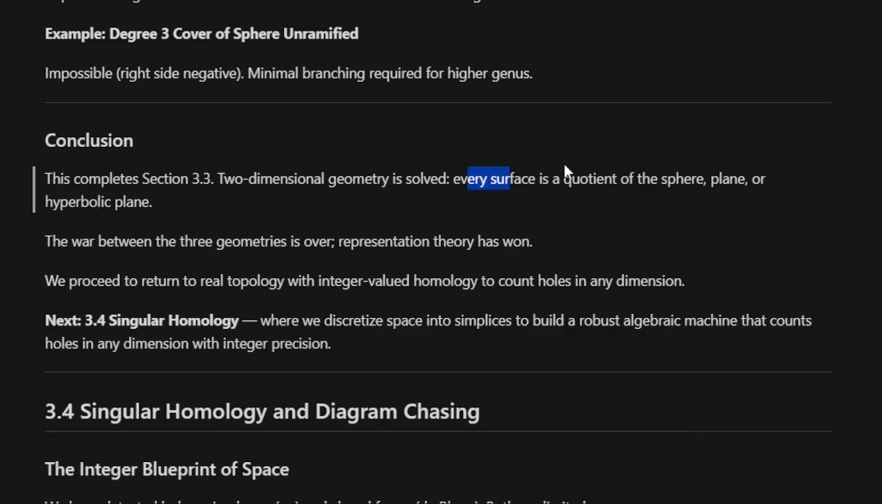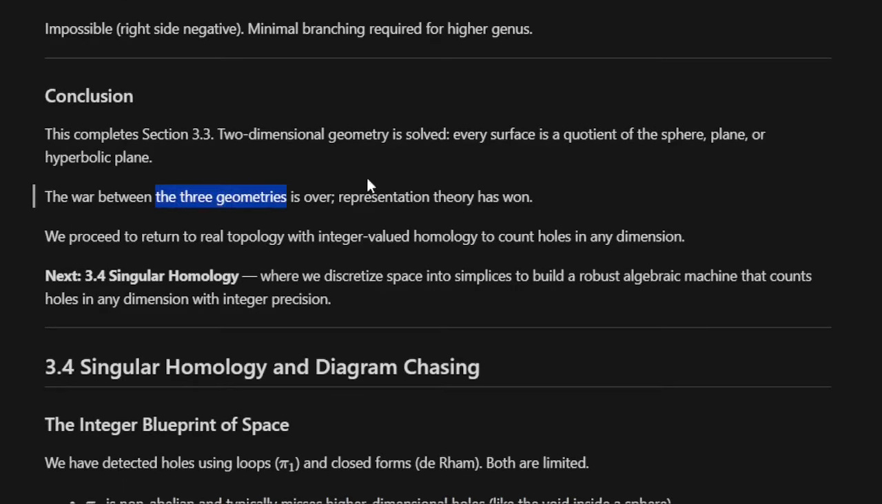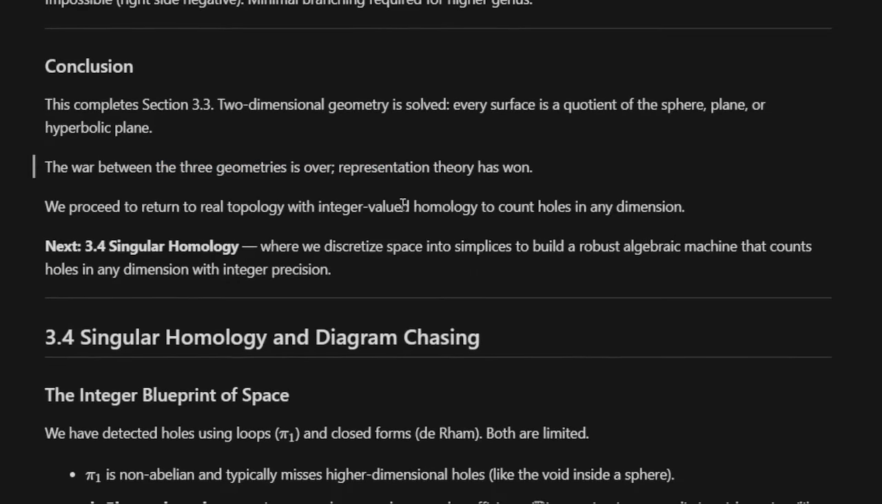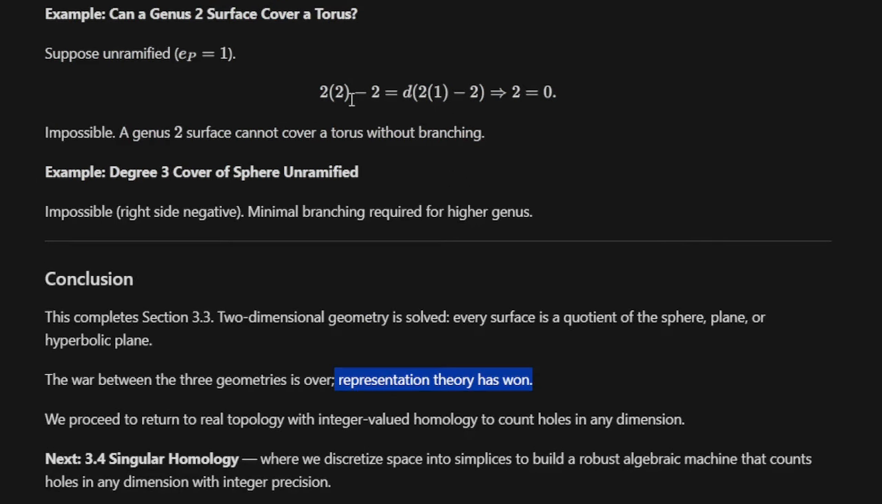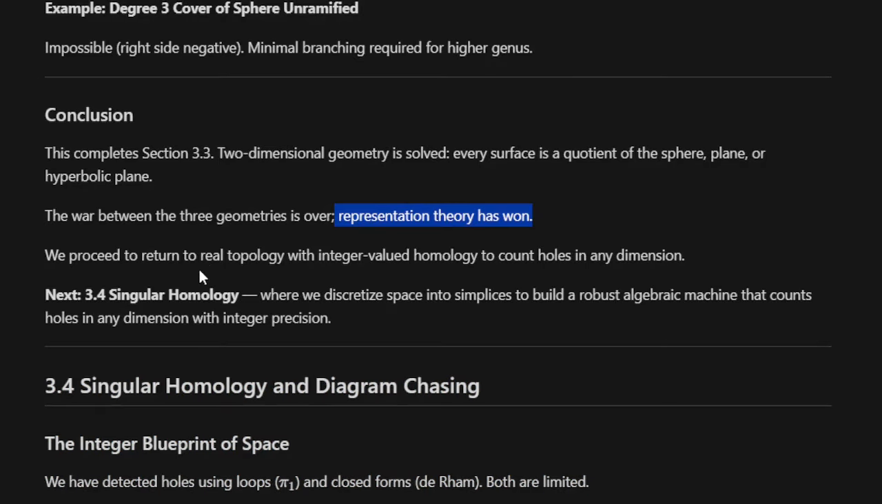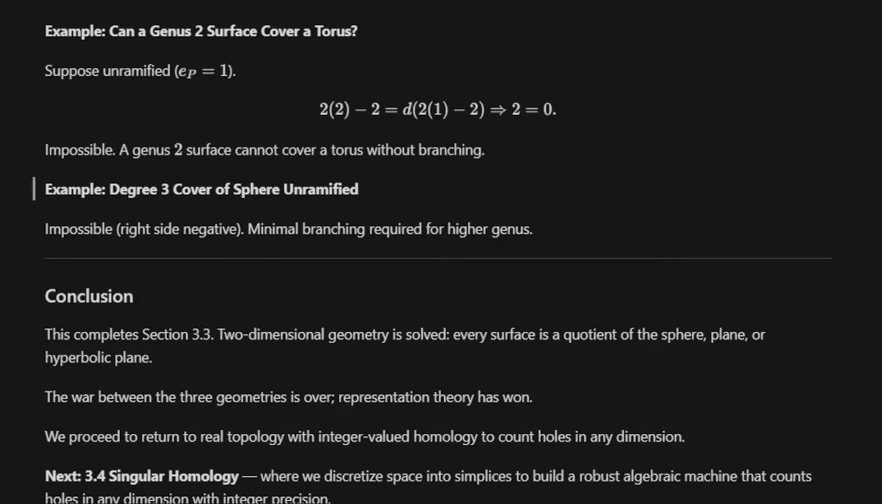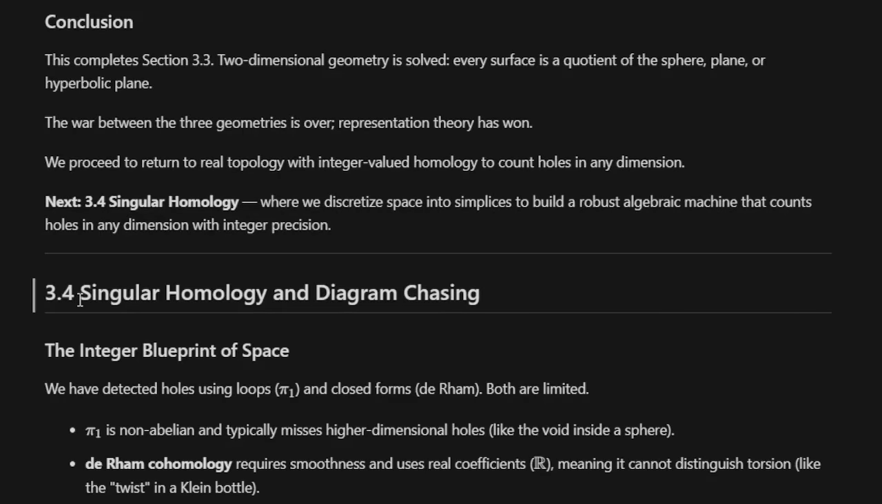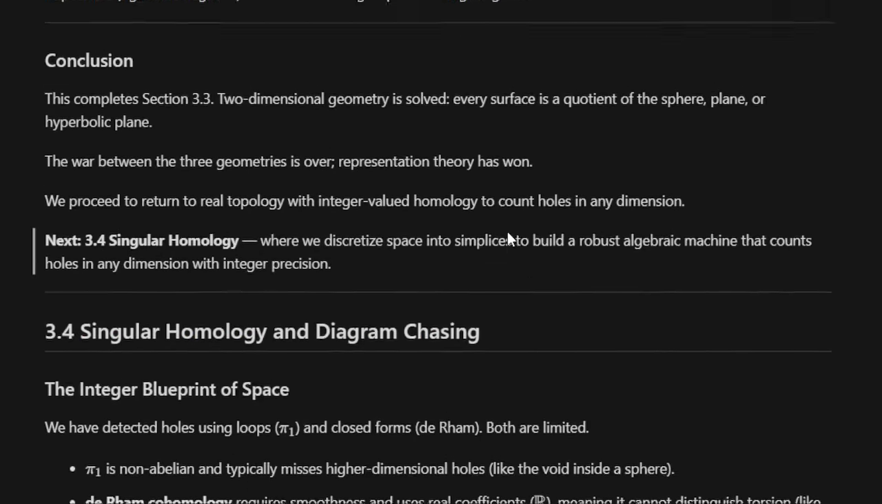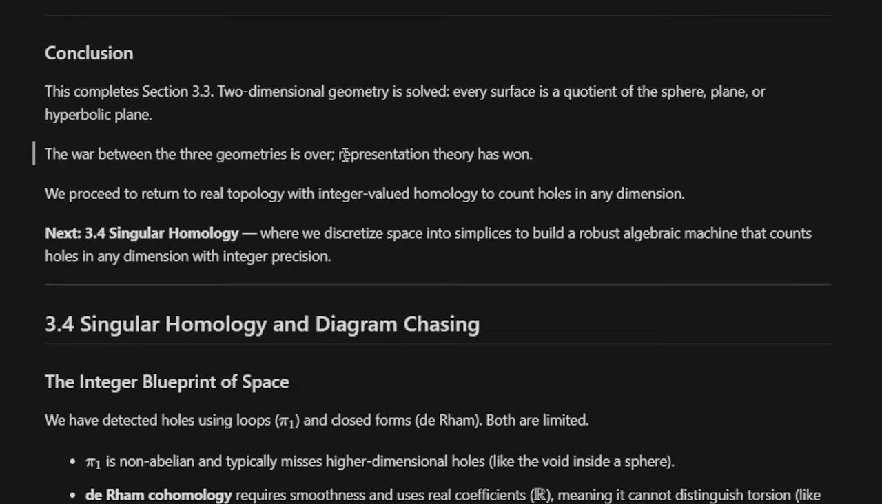Okay? Every surface is a quotient of a sphere, plane, or hyperbolic plane. And the war between 3-dimensional geometries is over. Representation theory has won. Okay? And again, we'll introduce what this is. But we have essentially shown this, the real topology with the topology itself, right? Because we know how topology constrains the algebra, we can now study singular homology and diagram chasing with category theory. And then category theory will necessitate representation theory.